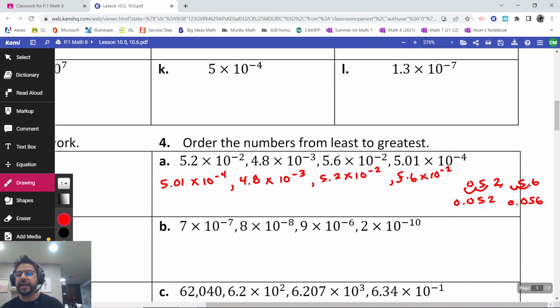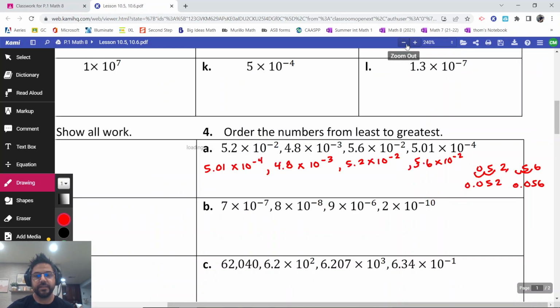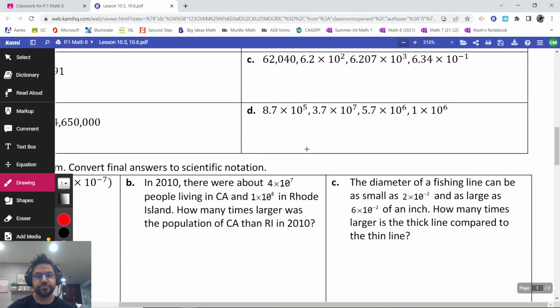Some students don't even have to do that extra little writing to the side. They can just look at it. So for example, this one right here, well, negative 10 is going to be the smallest. Oh, I'm helping you out too much. Then negative 8, then negative 7, and negative 6. So that one is just like, boom, quick order. So least to greatest. Remember, that's the smallest number to the largest number. Let's see, anything else on the front that we want to look at?